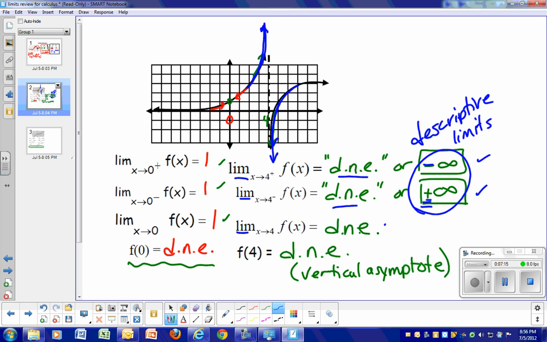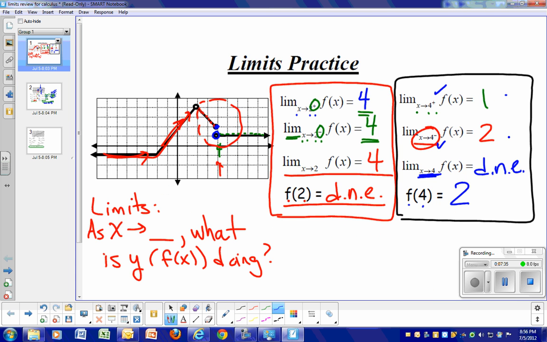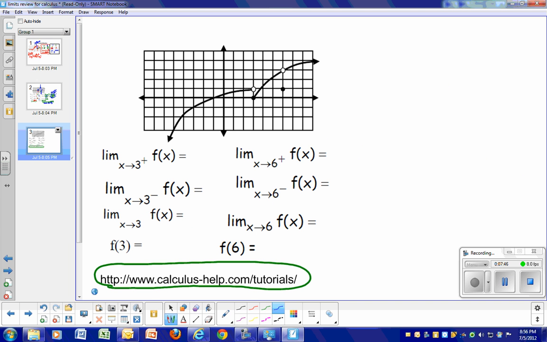So indeed, the overall limit doesn't exist, and the function value at 4 doesn't exist because at 4 we have a vertical asymptote. That is a type of discontinuity. Another type of discontinuity we saw here, a hole. And another type of discontinuity we actually saw back here. This is what we would call a jump discontinuity. Okay? And interesting things happen when there's discontinuities, okay?